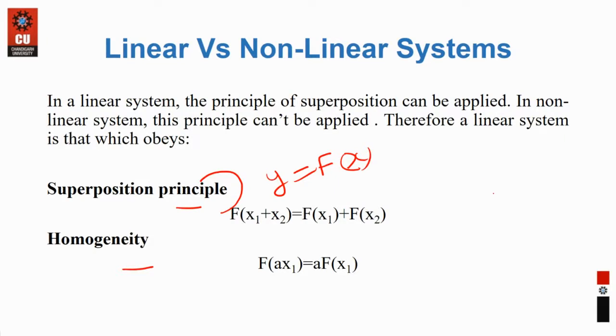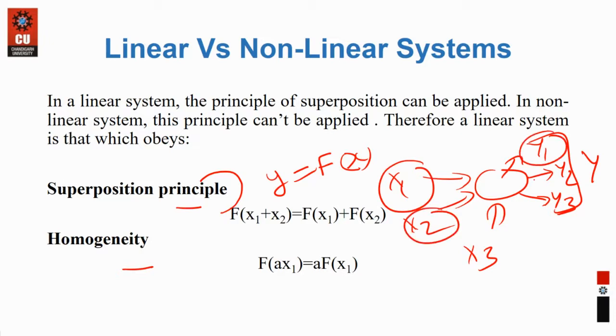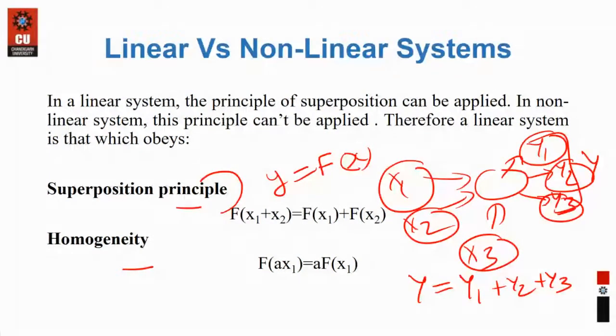Or in short, if this is my system, this is your input x1, this is your input x2, input x3. I have an output y1, output y2, and output y3, which give me a total output y. According to the superposition theorem, apply only x1, collect y1, apply only x2, collect y2, apply only x3, collect y3. If the total output y, when all the inputs are acting at the same time, is equal to y1 plus y2 plus y3, it is a linear system. But if it is not equal to it, it's a non-linear system.